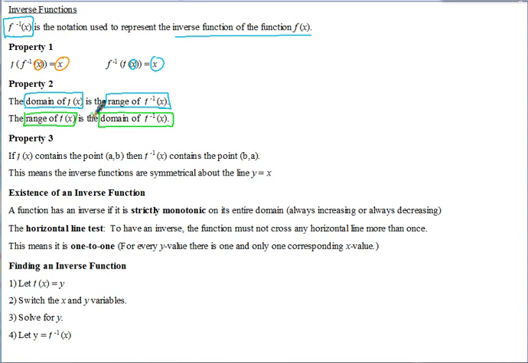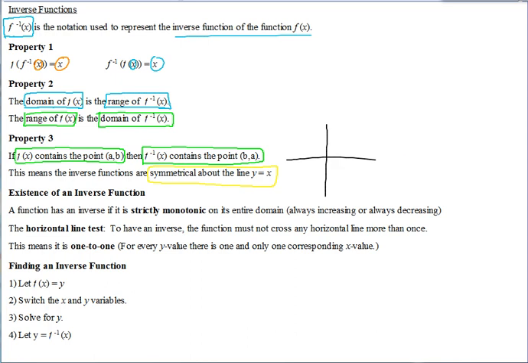The third property here is that if f contains some point (a, b) on it, then its inverse must contain the point with the reverse coordinates, (b, a), so x and y are switched. And because of that, graphically what you'll see is inverse functions are symmetrical about the line y equals x.